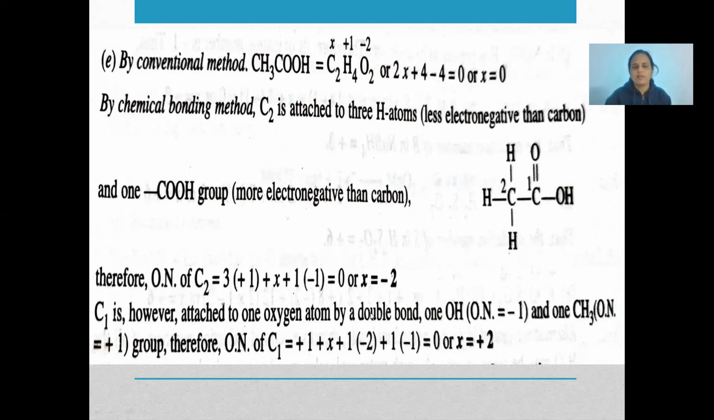Whereas C1 is attached to one oxygen atom by a double bond, one OH whose oxidation number is -1, and one CH3 whose oxidation number is +1. Therefore, the oxidation number of C1: +1 plus x plus 1 minus 2 plus 1 minus 1 equals 0, and the value of x comes out here to be +2. This is how you will rationalize your results, and you will calculate the oxidation number by drawing the structure, and you will give the explanation.